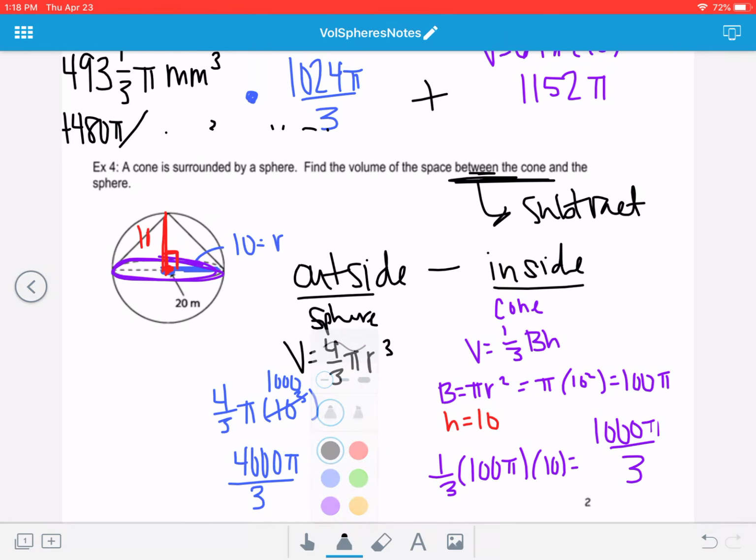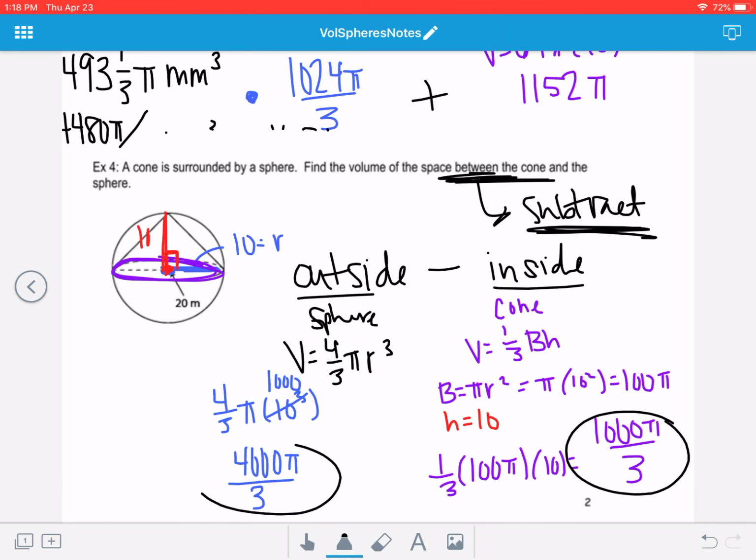I want the volume between, so we need to subtract 4,000 pi thirds minus 1,000 pi thirds, subtracting this and this. 4,000 minus 1,000 is 3,000 pi thirds, and this is going to be simplified, so it would be 1,000 pi meters cubed, which is roughly 3142 meters cubed if we were to round that.